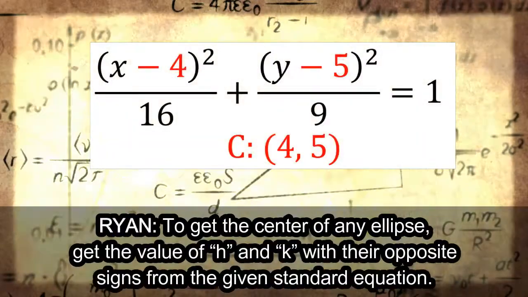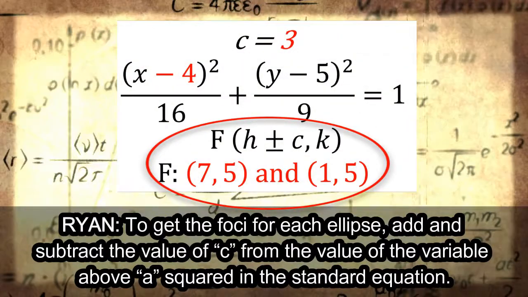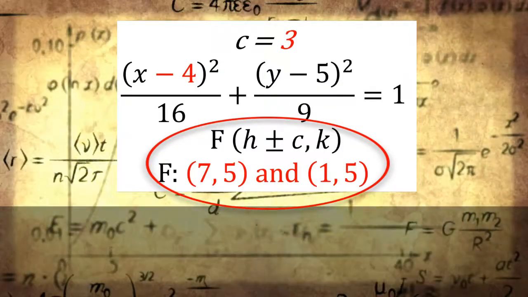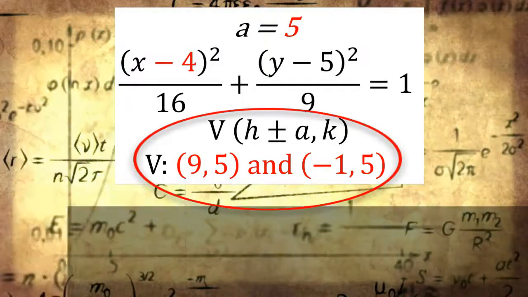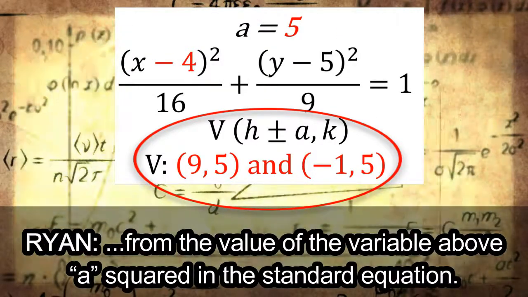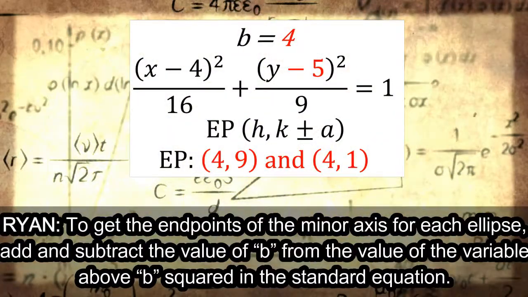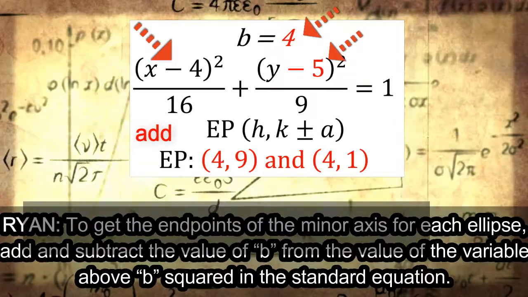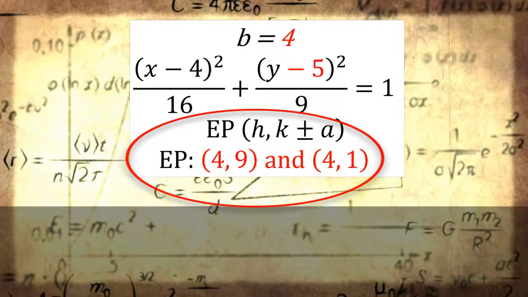To get the center of any ellipse, get the values of H and K with their opposite signs from the given standard equation. To get the foci for each ellipse, add and subtract the value of C from the value of the variable above A squared in the standard equation. To get the vertices for each ellipse, add and subtract the value of A from the value of the variable above A squared in the standard equation. To get the endpoints of the minor axis for each ellipse, add and subtract the value of B from the value of the variable above B squared in the standard equation.